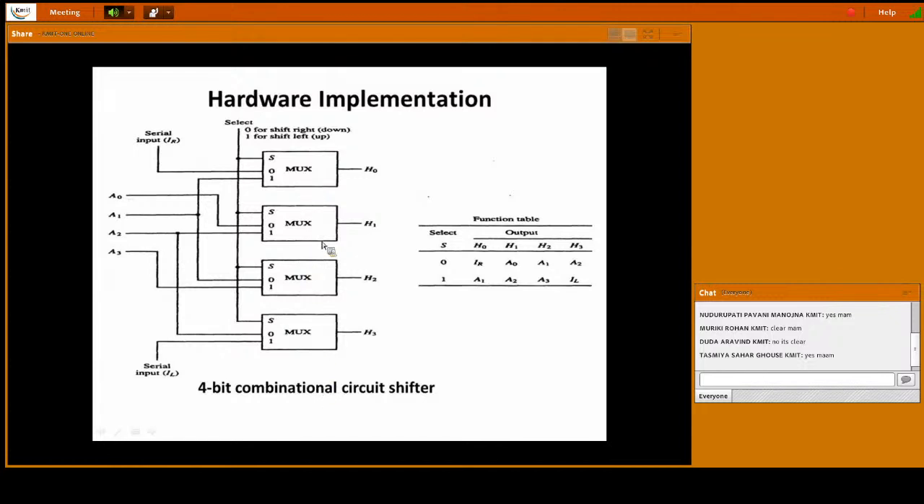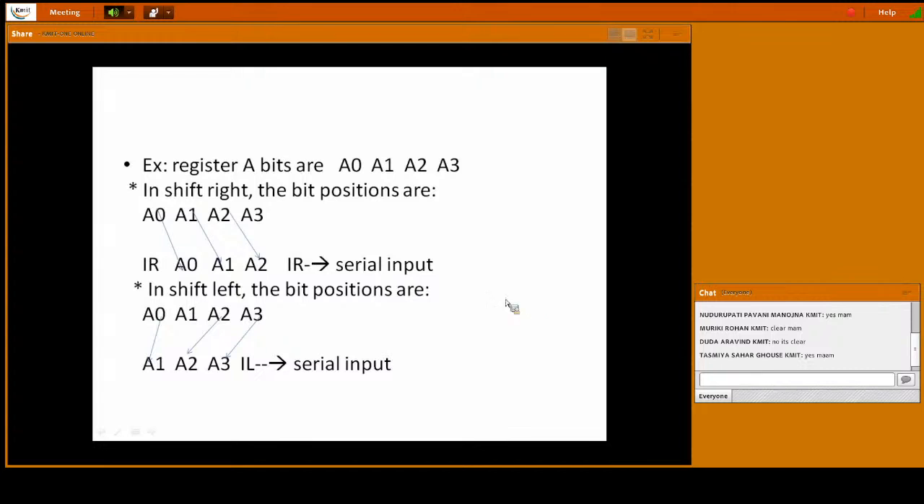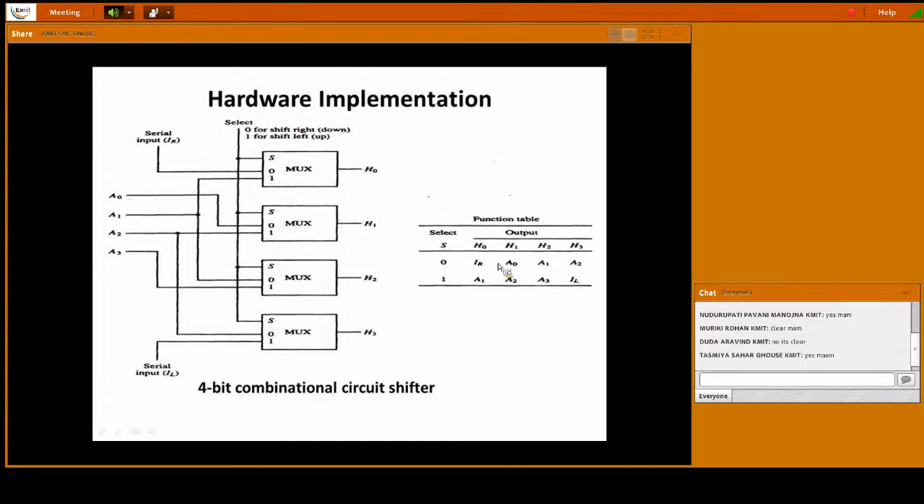Now, before we discuss this hardware implementation, just see the functional table. Whenever the bits are like this, when you apply a shift right operation, the bits will be IR, A0, A1, A2. Now, in case of multiplexer, as the size is 2 by 1, it should have 2 inputs, 0 and 1.